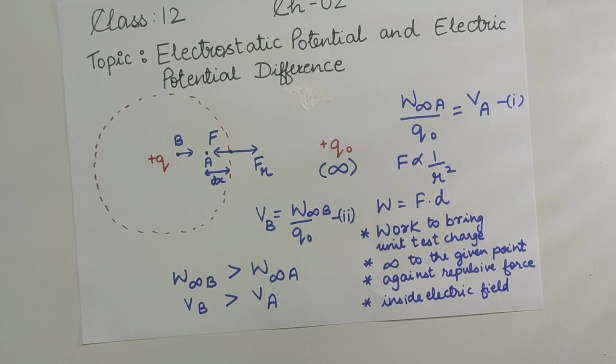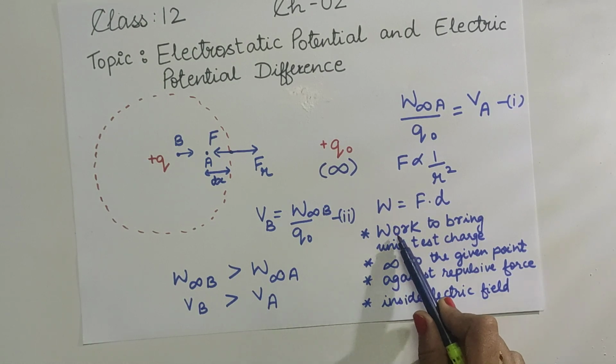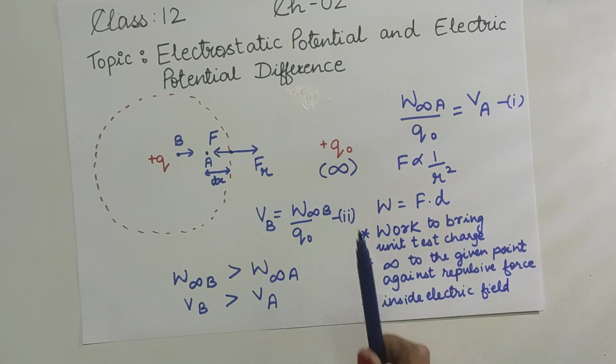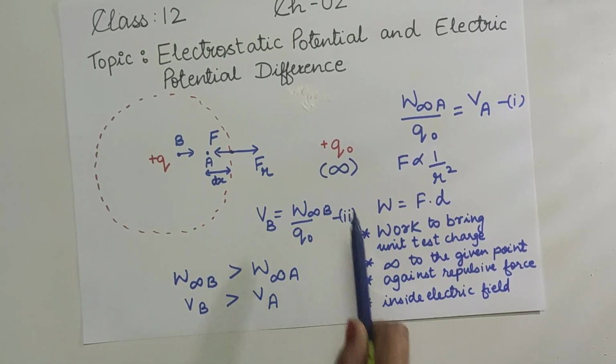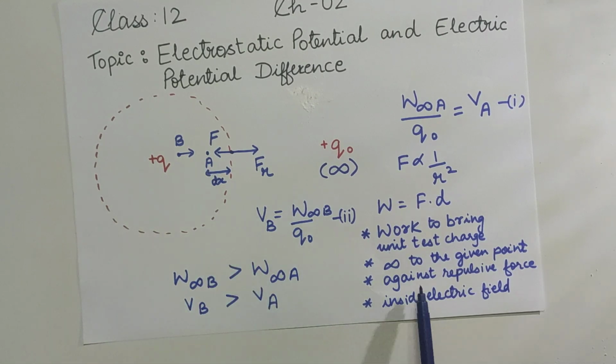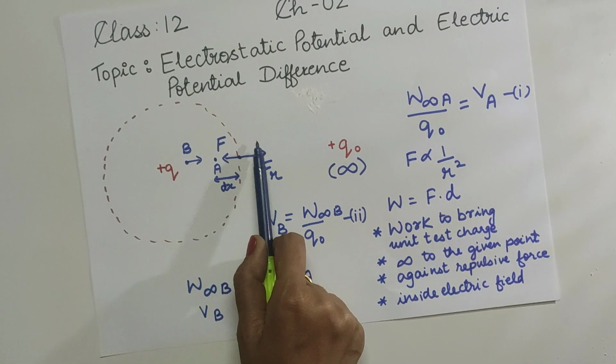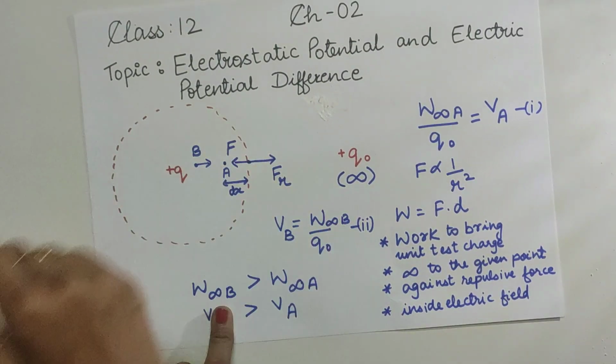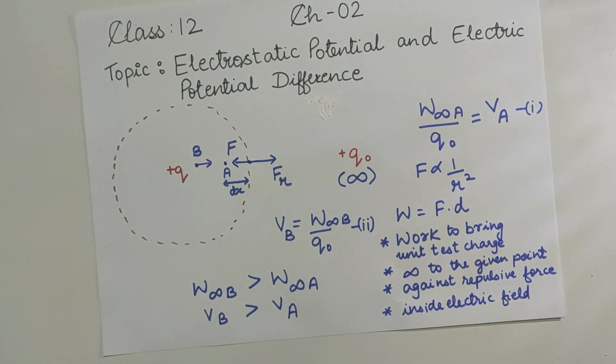Hence, in order to define electric potential at a point in general, I would use these 4 points. Electric potential at a given point is equal to the work done to bring the unit test charge from infinity to the given point against the repulsive force inside the electric field. This gives me the definition of electric potential at a particular point.